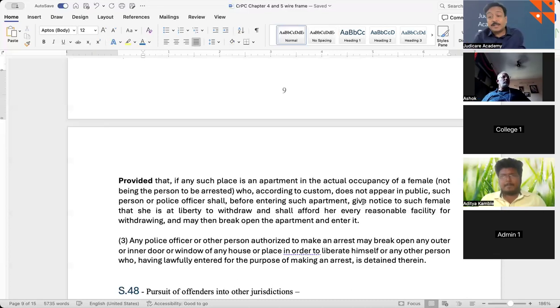Notification is required if there is a pardanashin inside, or for some reason, some custom, some other religion also, the ladies, females are not allowed to be in the open, or they don't prefer to be in the open. Special provision regarding women is given, and breaking open in self-defense if they are trapped inside or to liberate somebody else is also allowed.